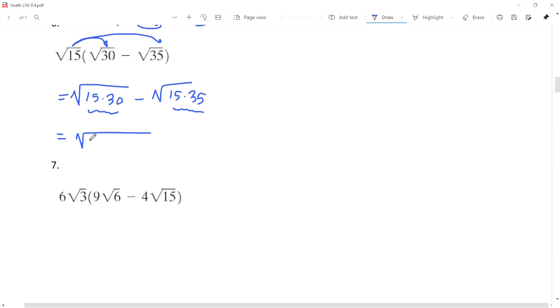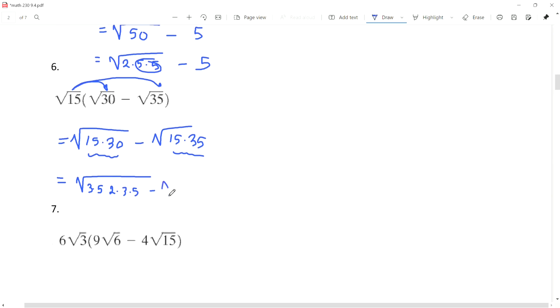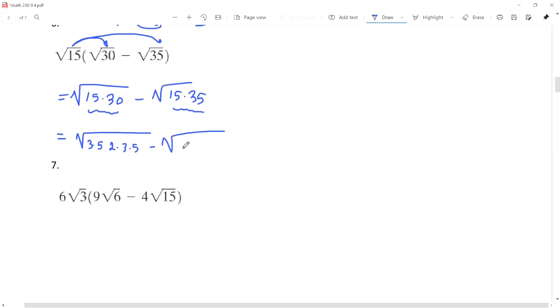So let's find the prime factorization of 15. Well, 15 is 3 times 5. 30 is 2 times 3 times 5. Same thing here on the right. I'm not going to multiply 15 and 35. It's better just to find the prime factorization. And 35, that's going to be 5 times 7.